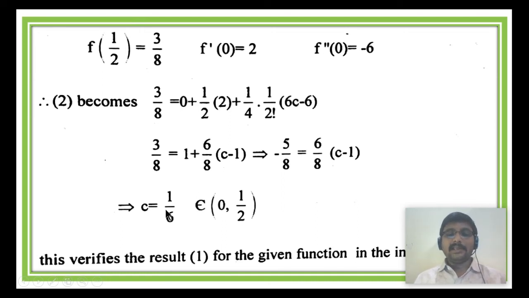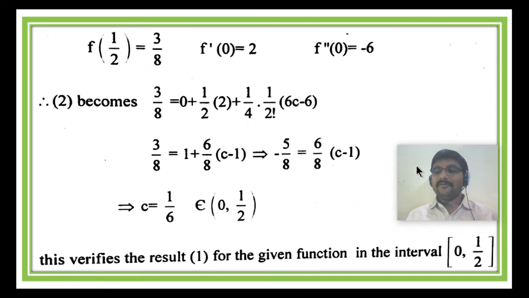Clearly this c value lies in the open interval 0 comma 1 by 2. Hence this shows that the Taylor's theorem is clearly verified because the value of c exists in open interval 0 comma 1 by 2. The Taylor's theorem is clearly verified.